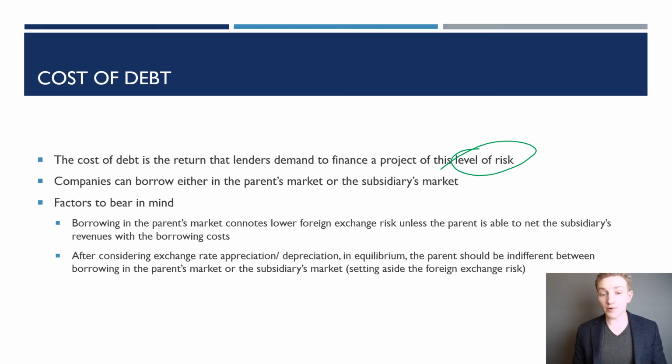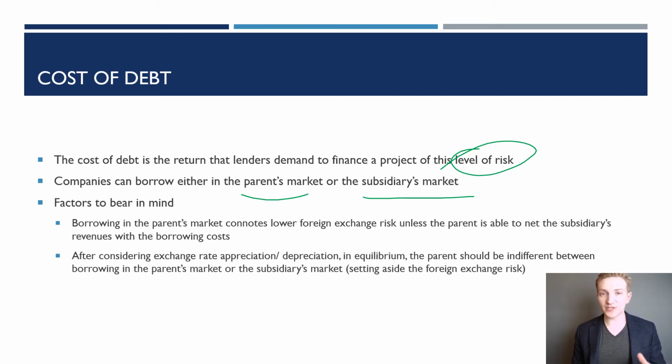Now, companies can borrow either in the parent's market or in the subsidiary's market. There are factors to bear in mind here. You might want to borrow in the market that is hypothetically cheaper to you. Depending on whether you believe interest rate parity holds, it depends on whether you think it's relevant and beneficial to borrow in the cheaper market.